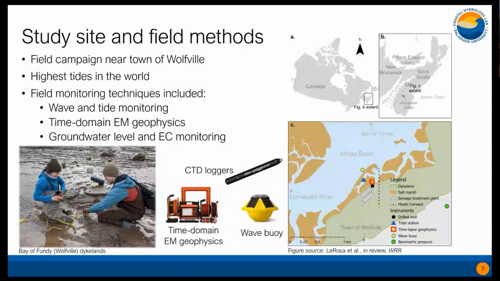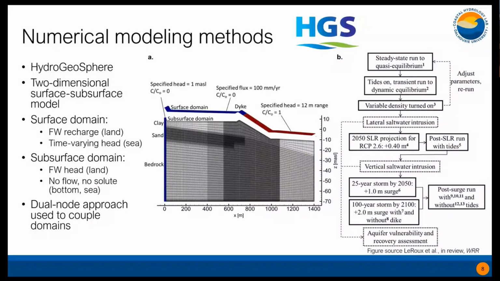And really the purpose of the field data collection was to calibrate and validate a numerical model. And we used HydroGeoSphere, which I'm sure many of you are familiar with. It's a very comprehensive and complex three-dimensional model. However, due to the complexity of what we were trying to simulate with the unsaturated zone, salt transport, variable density, and a transient tidal boundary, we opted to use a two-dimensional surface-subsurface model, which is pictured here in the first panel.